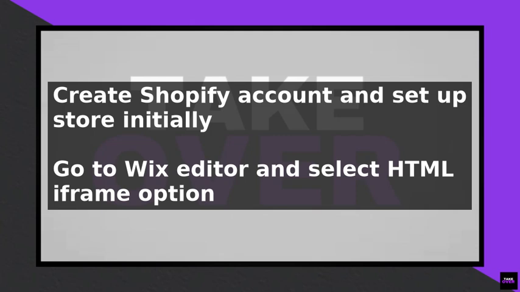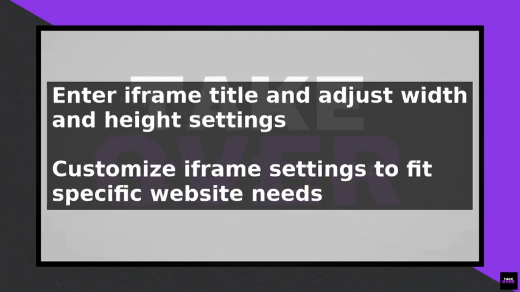Now, go to your Shopify account and navigate to the Sales Channels section. Click on the Add Sales Channel button and select Buy button. This will allow you to generate an embed code for your Shopify store.